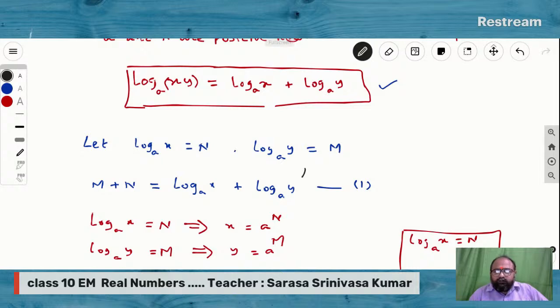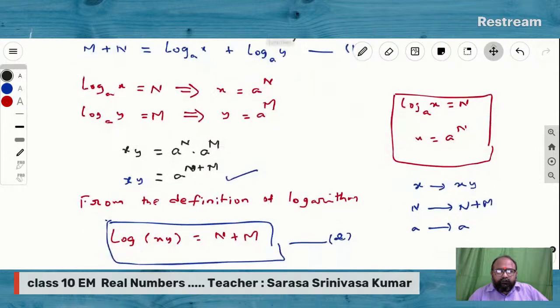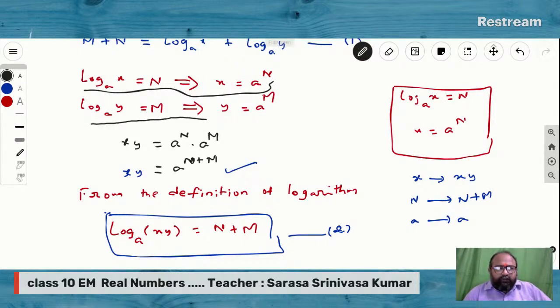Now, by applying the definition of logarithm, log x base a equal to n implies x equal to a power n. This is a very important result. And log y base a equal to m implies y equal to a power m. This is by the definition of logarithm.